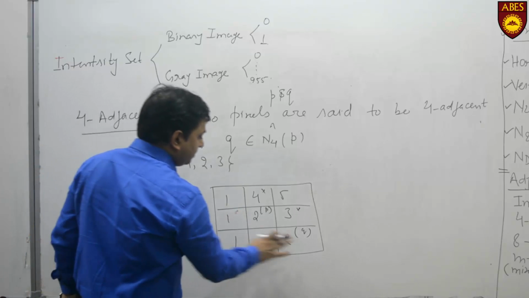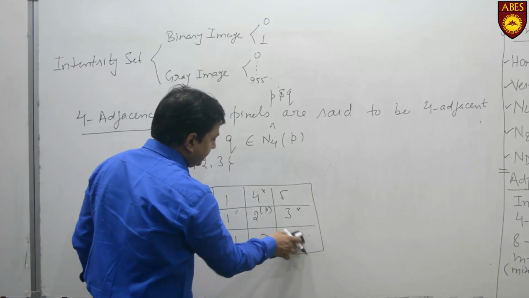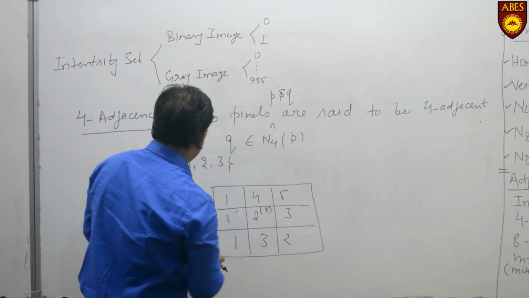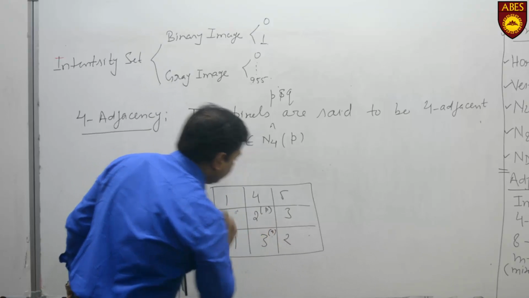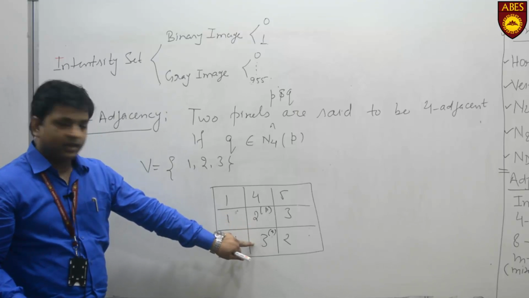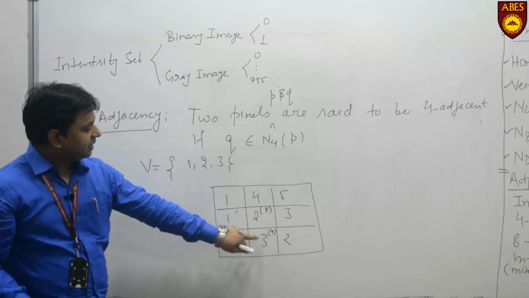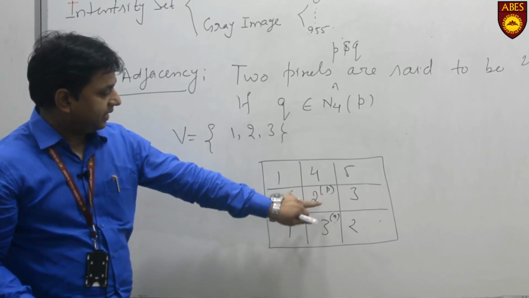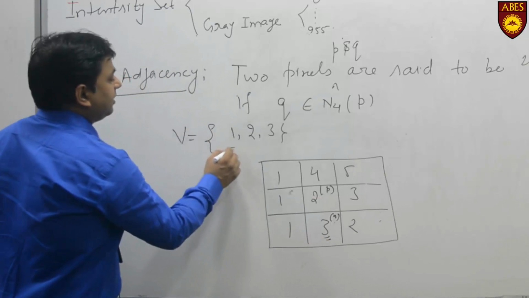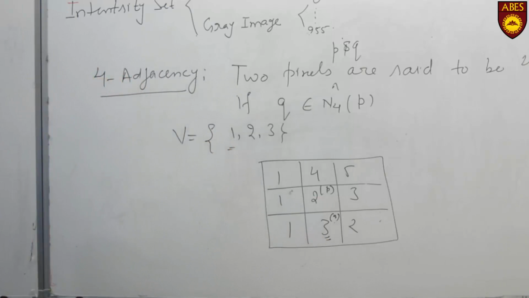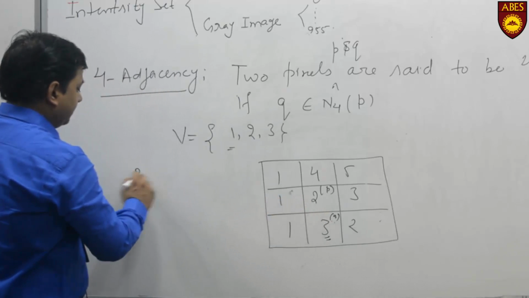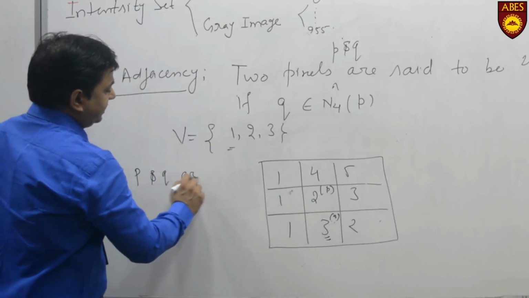But if we talk about this other pixel arrangement of Q, we can see that now 3 is in the N4P, Q is in the N4P, and this value is also within the set V. Then we can say that pixels P and Q are 4 adjacent.